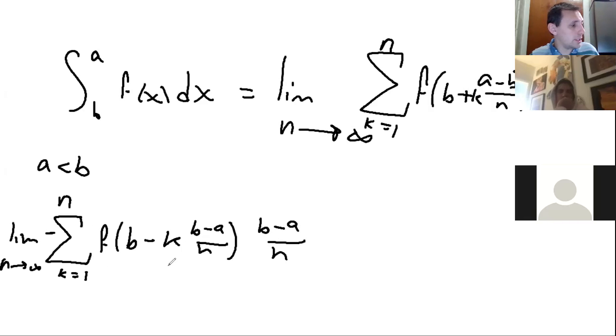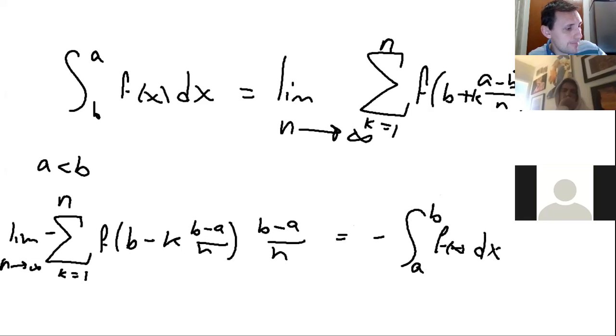And look at what we get here. Christian, do you recognize it? This is the left-hand rule for the integral. So this is just simply, in the limit, minus the integral from a to b of f of x dx. Do you see that? Because we started with the right-hand rule for the top integral, and we ended with the left-hand rule. This is the left-hand rule for the same function with a negative sticking out.